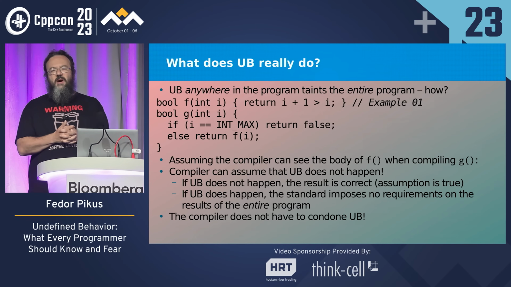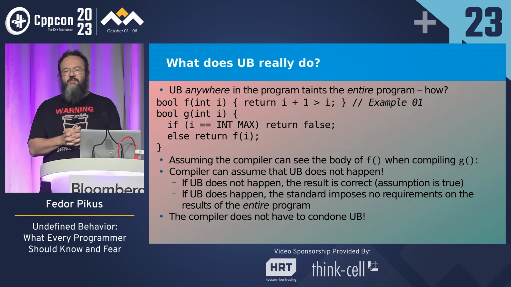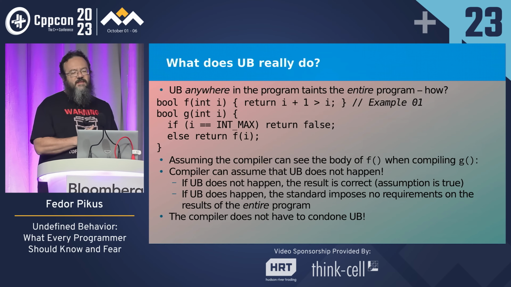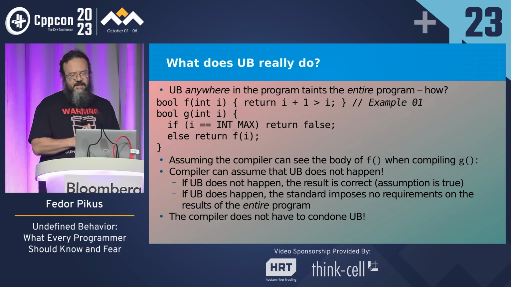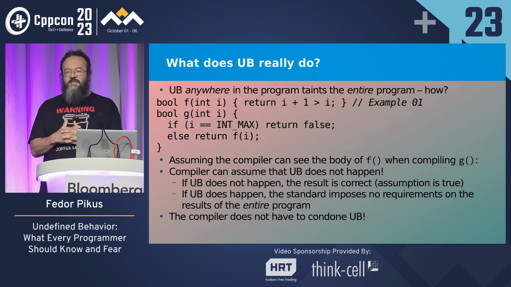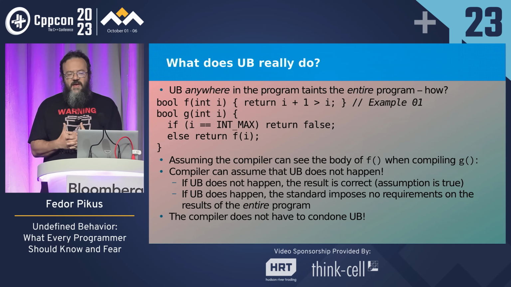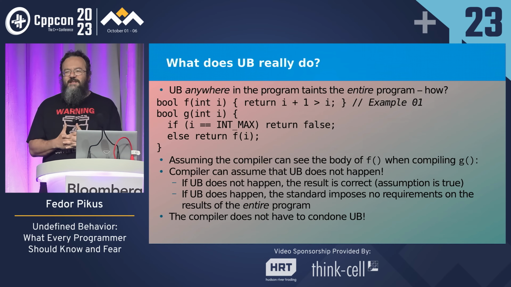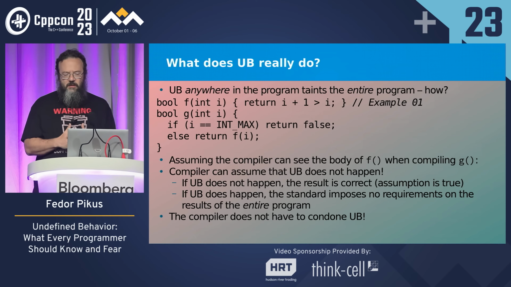Now, how can the compiler do that? Doesn't it change the observable behavior of your program? Well, yes, but not in a way that the standard prohibits. Because if undefined behavior does not happen, then the result is correct. You will return f of i. If undefined behavior does happen, it did change the behavior of your program, but the standard didn't say what the behavior of your program should be in the first place. So whatever the compiler did is acceptable.